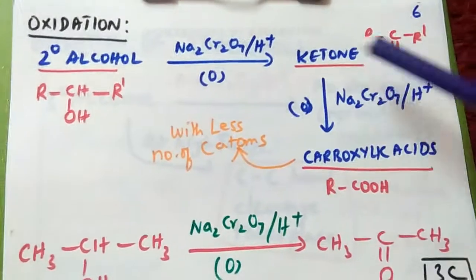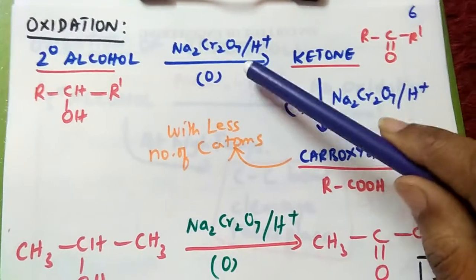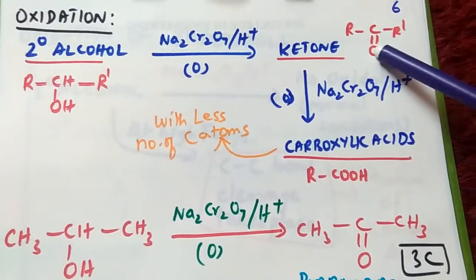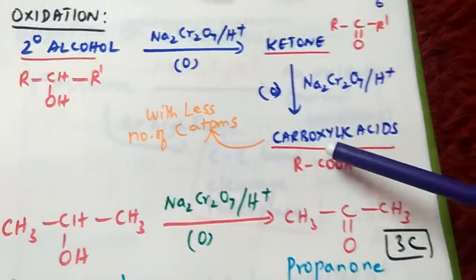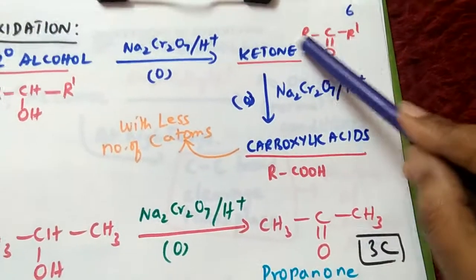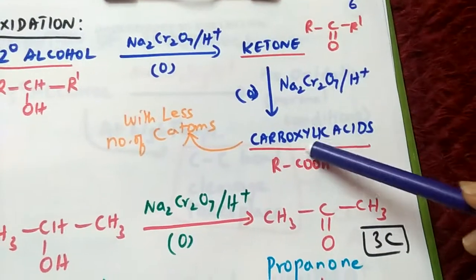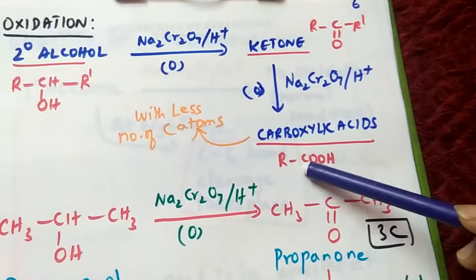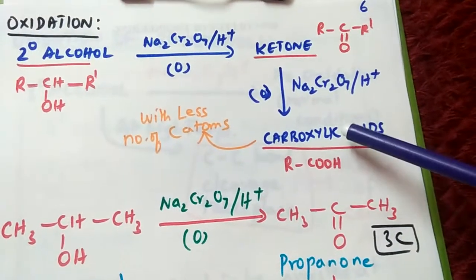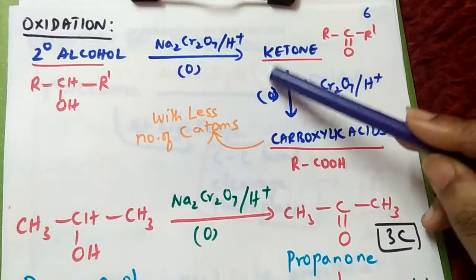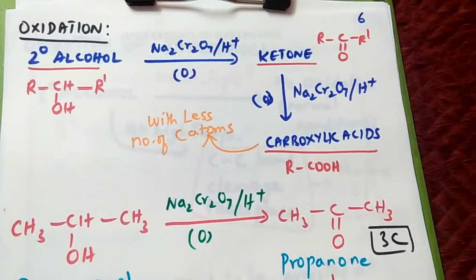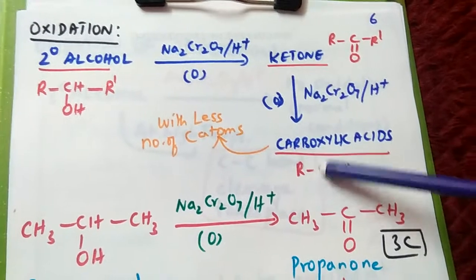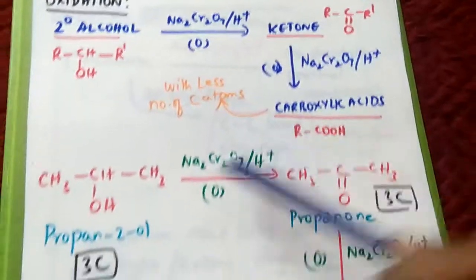So a secondary alcohol is converted to ketone in the presence of an oxidizing agent. Further, the ketone's carbon chain breaks, and it is converted to carboxylic acid. When the carbon chain breaks, naturally the carboxylic acid so formed will have fewer carbon atoms. So that is the difference between primary and secondary alcohol. Primary alcohol gives aldehyde and then acid with the same number of carbon atoms. Secondary alcohol will give rise to ketone and then to carboxylic acid with a lesser number of carbon atoms.